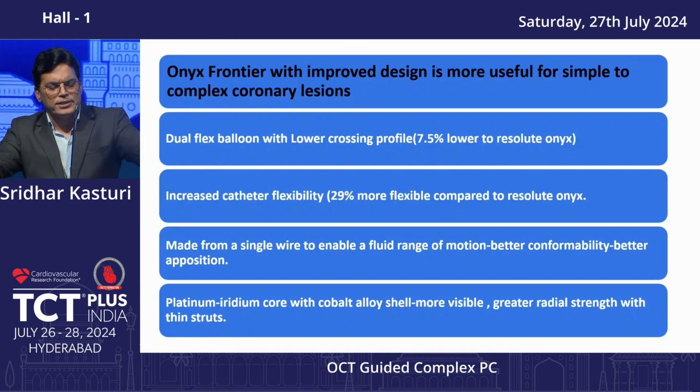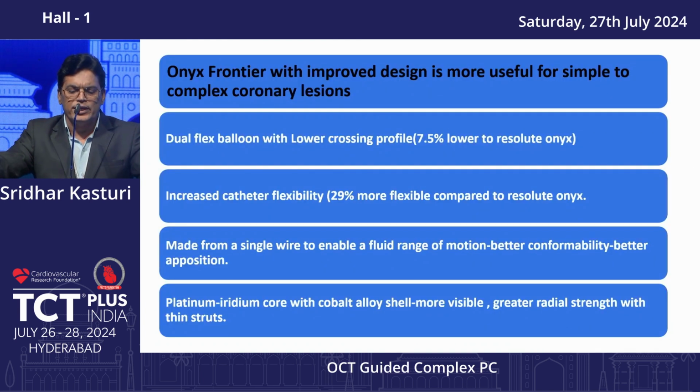So to conclude, the improved design is more useful for simple to complex coronary artery stenting: more trackable, more flexible catheter, and rounded struts that make it easy to access the side branch. The crossing profile is improved by about 7.5% and catheter flexibility by about 29% compared to the earlier platform. Because of the single core wire technology, it is more flexible with more conformability and apposition, and because of the iridium and platinum core technology, it is better visible compared to other stents.